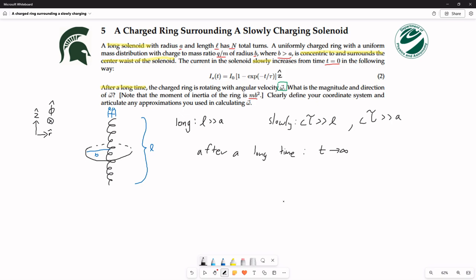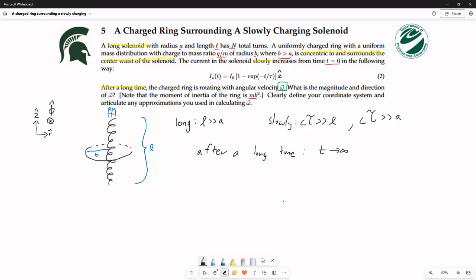The current in the solenoid slowly increases from time t equals 0 in the following way. After a long time, the charged ring is rotating with angular velocity omega. What is the magnitude and direction of omega? Note that the moment of inertia of the ring is mv squared. Clearly define your coordinate system and articulate any approximations you may use in calculating omega.